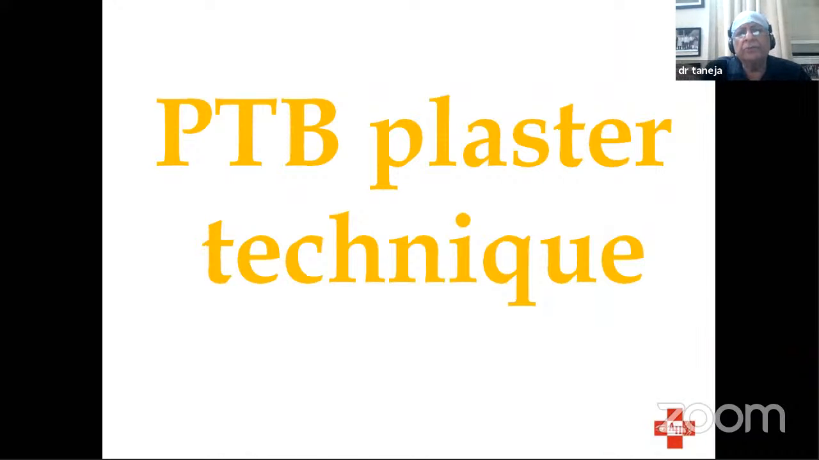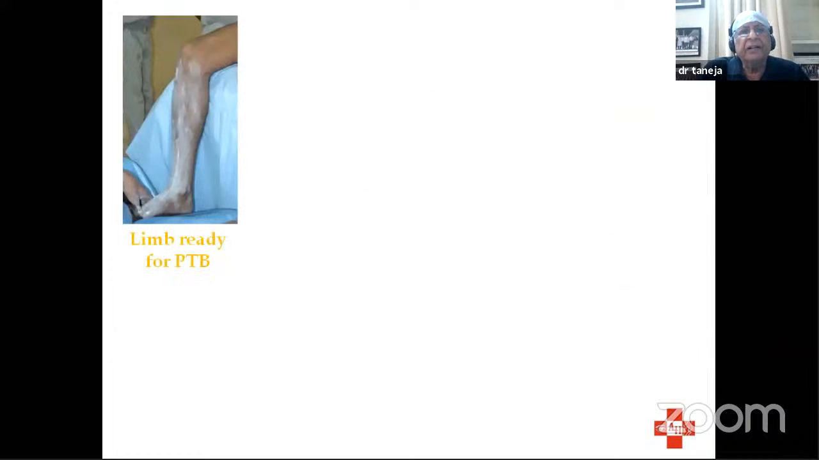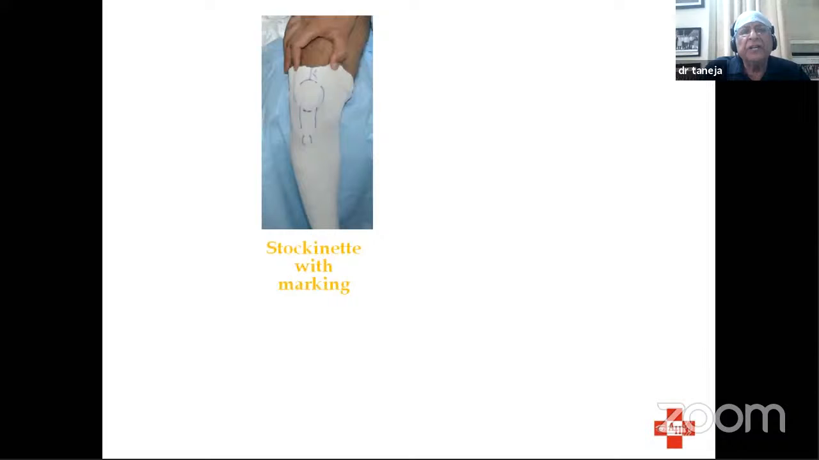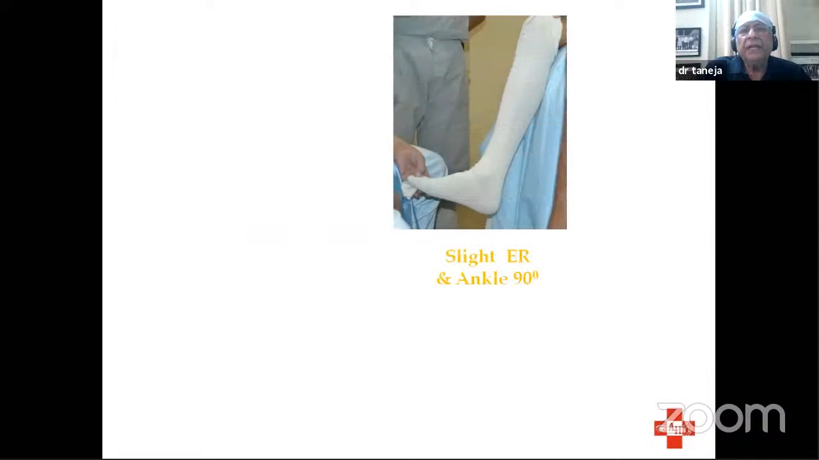Rajesh said I should talk to you a little bit about the PTB plaster technique. If you want to do it, what are the indications for a PTB? Patients who have a mid-shaft fracture are ideal for a patellar tendon bearing plaster. So the limb is ready for the PTB. You can see that you have applied the stockinette, and you have marked the patella, the patellar tendon, and the tibial tuberosity.